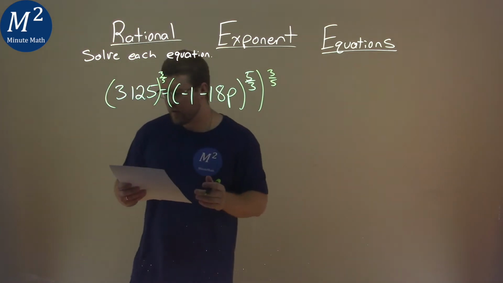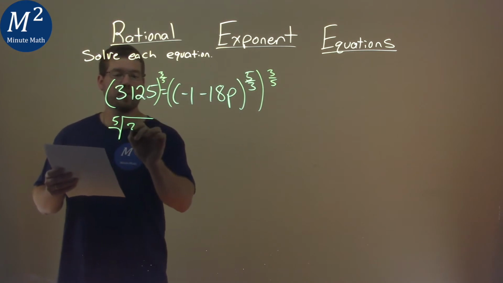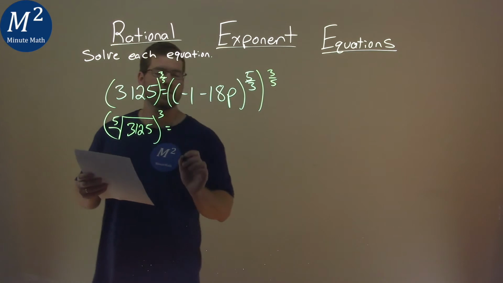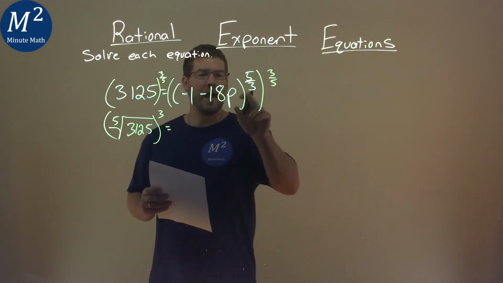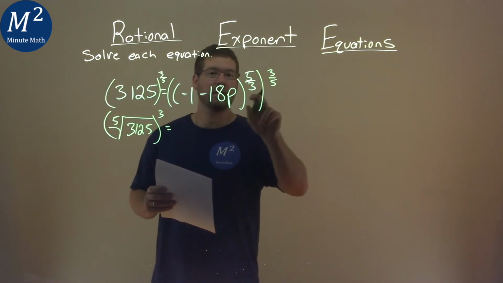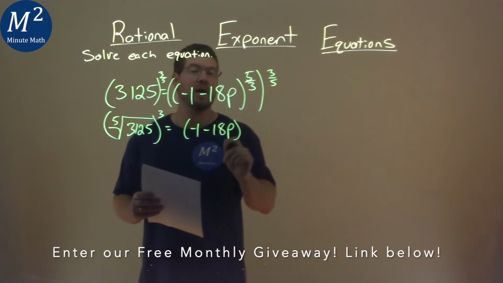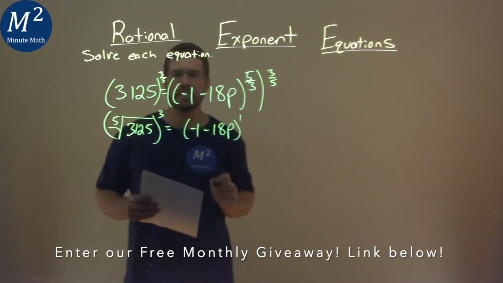The left-hand side becomes just the 5th root of 3,125, all of that raised to the 3rd power. But what about the right-hand side? When we take an exponent, 5/3, and we raise it to the 3/5, we multiply these exponents. So negative 1 minus 18p is now raised to the 5/3 times 3/5, which is a 1.